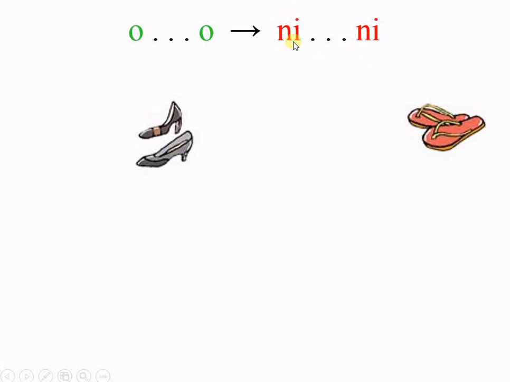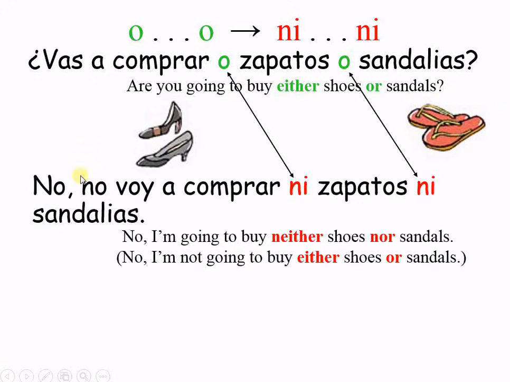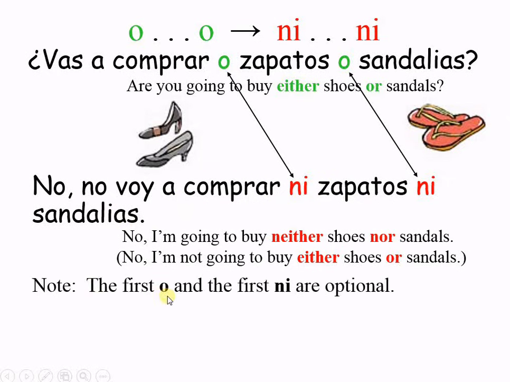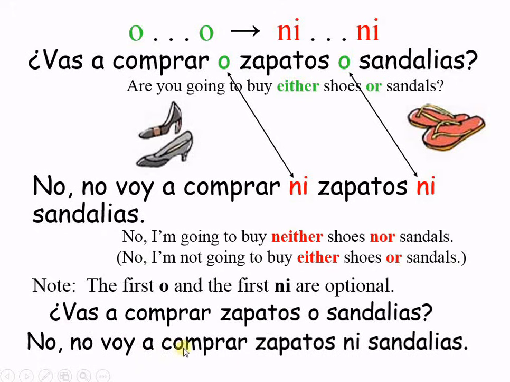O, and the opposite, ni. ¿Vas a comprar o zapatos o sandalias? No, no voy a comprar ni zapatos ni sandalias. The first o and the first ni are optional. So I could say, vas a comprar o zapatos o sandalias, or vas a comprar zapatos o sandalias. No, no voy a comprar ni zapatos ni sandalias, or no, no voy a comprar zapatos ni sandalias.